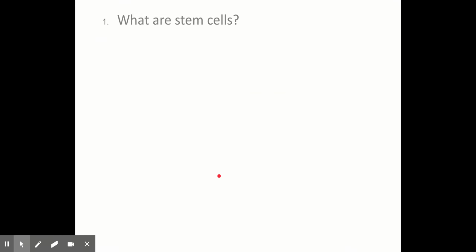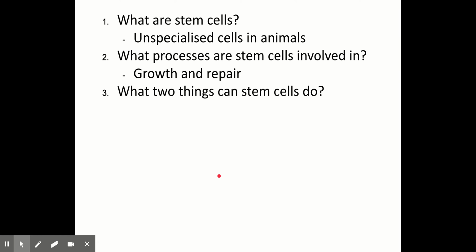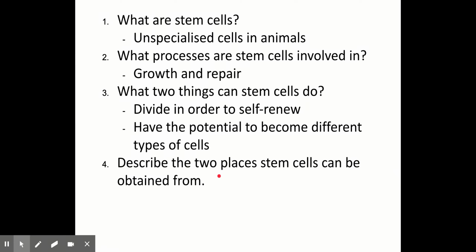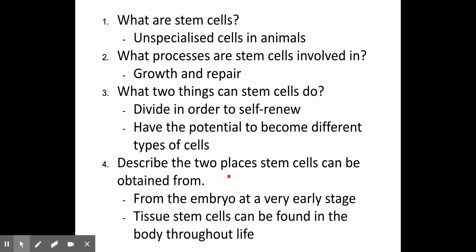So the first question was, what are stem cells? Unspecialised cells in animals. What processes are stem cells involved in? Growth and repair. What two things can stem cells do? Well, they can divide in order to self-renew or make more stem cells, or they have the potential to become different types of cell. Finally, describe the two places stem cells can be obtained from: the early embryo at a very early stage, or tissue stem cells can be found in the body throughout life.